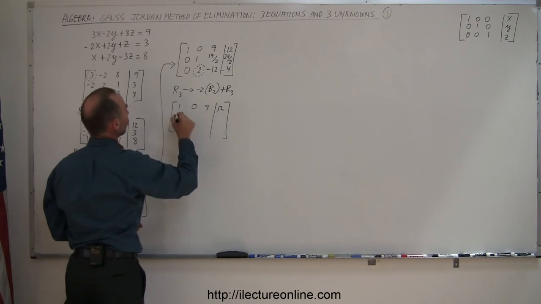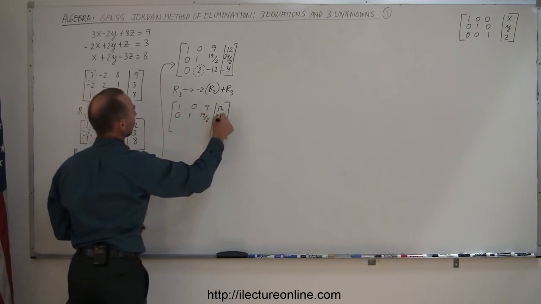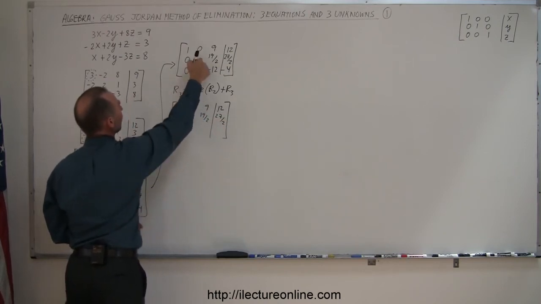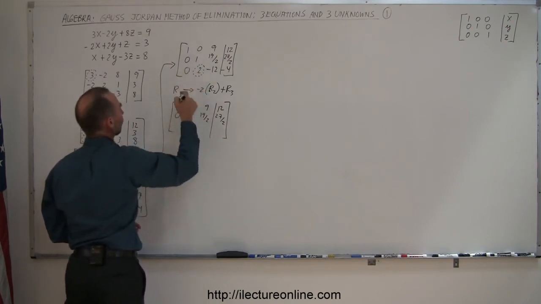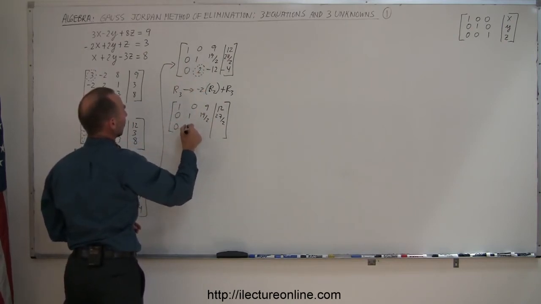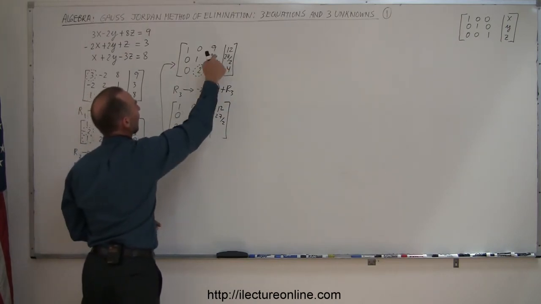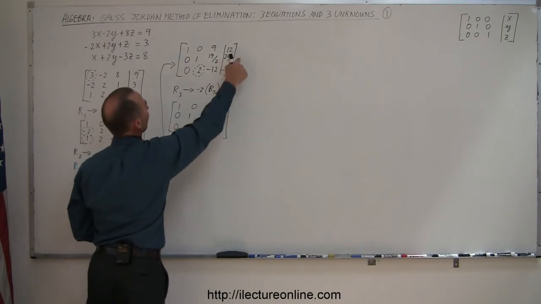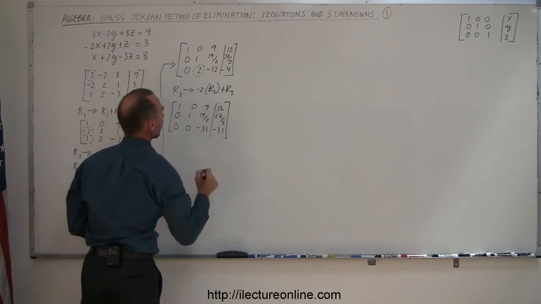I'm not changing row 2, so that's 0, 1, 19 over 2, and 27 over 2. But I'm changing row 3. I'm taking negative 2 times this and adding it to this. So negative 2 times 1 adding to 2 gives me 0. This is, of course, still 0. That's 0. Negative 2 times this gives me minus 19. Added to minus 12, that gives me minus 31. Negative 2 times this gives me minus 27. Added to negative 4 gives me minus 31.